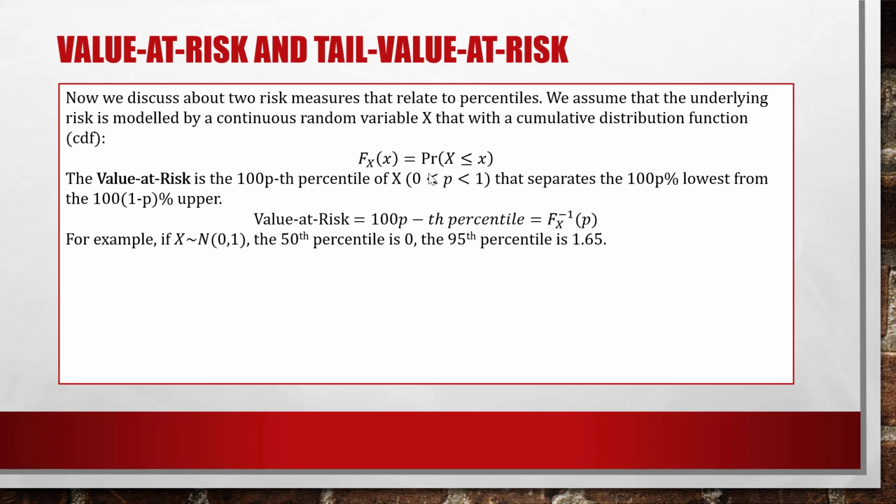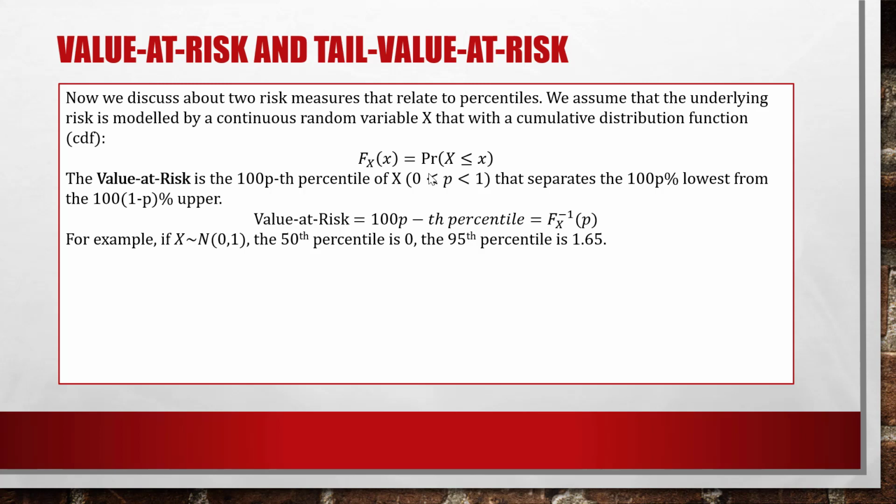Here, if I use p between 0 and 1, let's say 0.1, then we have to find the 10th percentile. So I take 0.1 times 100 to get the percentile. So this percentile separates the 100p% lowest from the 100 times (1 minus p)% upper. For example, the 10th percentile separates the 10% lowest from the 90% upper. The 95th percentile separates the lowest 95% from the upper 5%. So we basically take the inverse of the cumulative distribution function at the value of p.